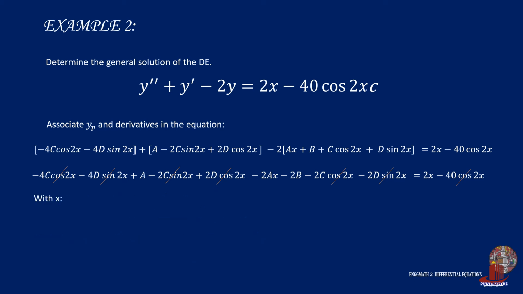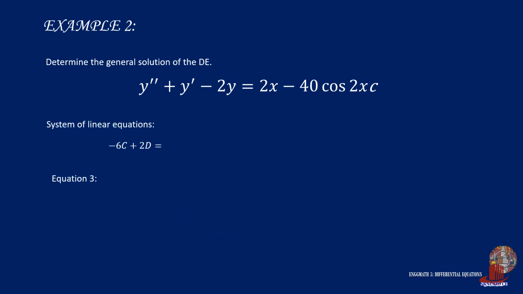Now take the terms with variable x. There is only negative 2 times ax, which is equated to 2x, thus a is computed as negative 1. Take this as the third equation. And lastly, the terms with pure constants, and we have a minus 2b, and this is equated to 0. This is the fourth equation.